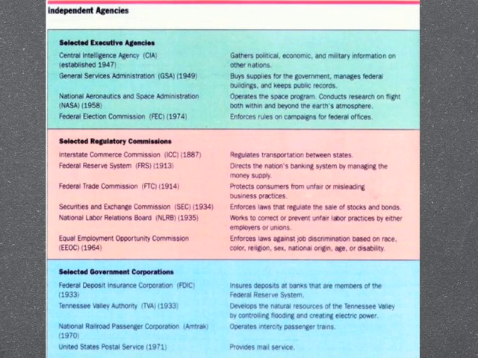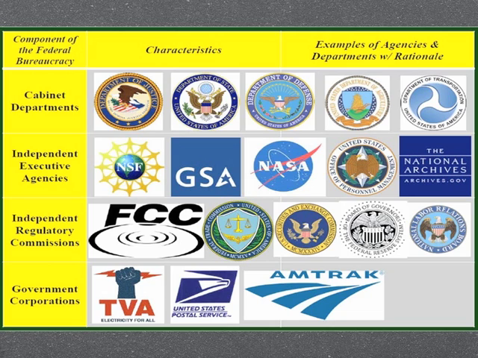Here is a list of selected executive agencies, selected regulatory commissions, and selected government corporations. Components of the federal bureaucracy include cabinet departments, independent executive agencies, independent regulatory commissions, and government corporations.